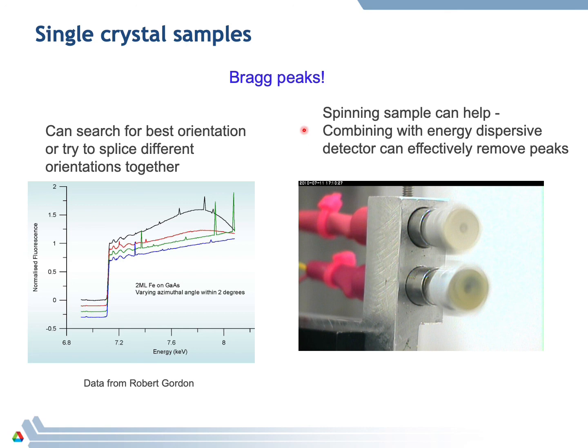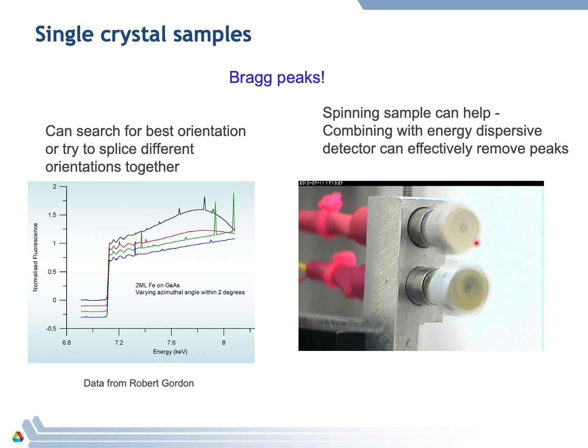Another method, which doesn't always work for all samples, but is quite effective, is to spin the samples. So this shows I had these epitaxially grown thin films on single crystal substrates. They give a lot of Bragg peaks from the substrates. You also have to remember that the Bragg peaks that come towards the detector are going to be elastically scattered peaks, so they're going to be at a different energy than the fluorescence.